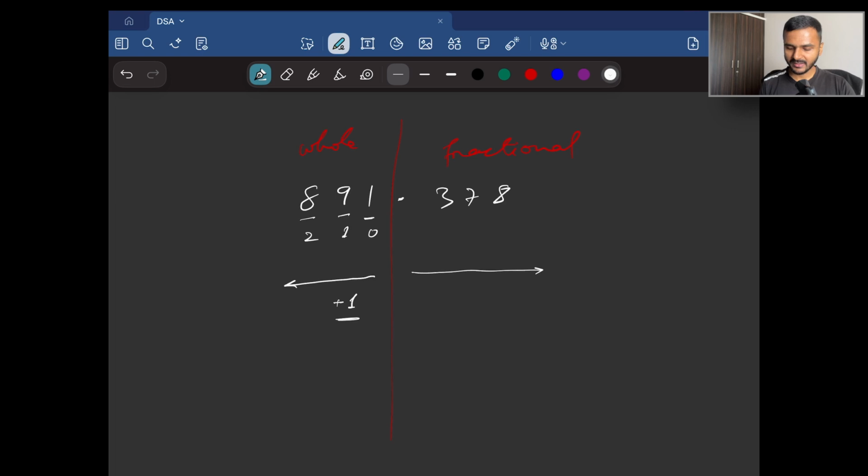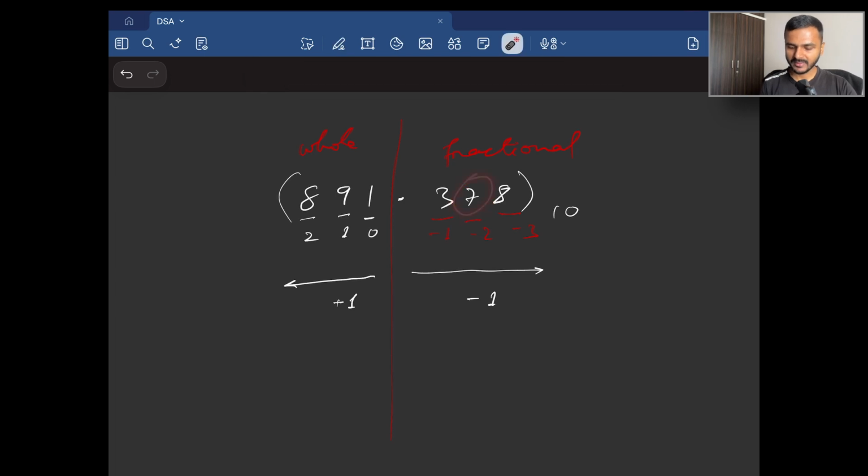Following the same logic, what will be the position of 3 over here? If towards the left it is plus 1, towards the right it would be minus 1. So if 1 is at position 0, 3 will be at position minus 1, 7 will be at minus 2, and 8 will be at minus 3.